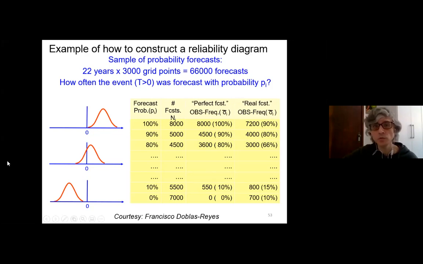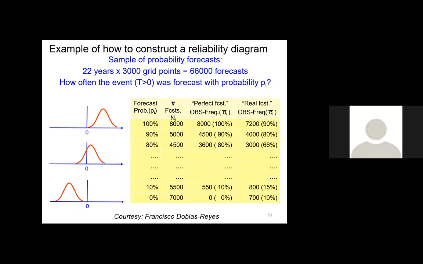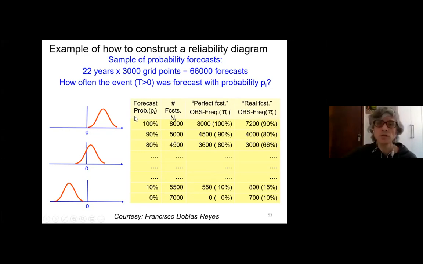The first thing you have to do is ask yourself a question. You've defined the event you want to forecast, for example, temperatures above zero, positive anomalies. Then you look at your sample of forecast probabilities for that event, and you count on how many occasions you issued 100% probabilities. That gives you 8,000. If you had a perfect forecast system, you would want to observe the event in all 8,000 cases. But in practice, you find that you only observe the event in 7,200 occasions. So only 90% of your 8,000, you really observe the event when you issue 100%.